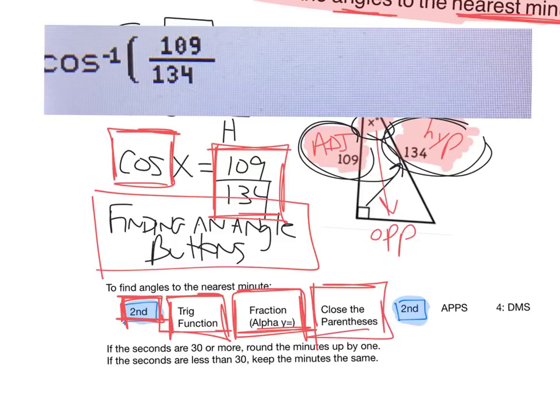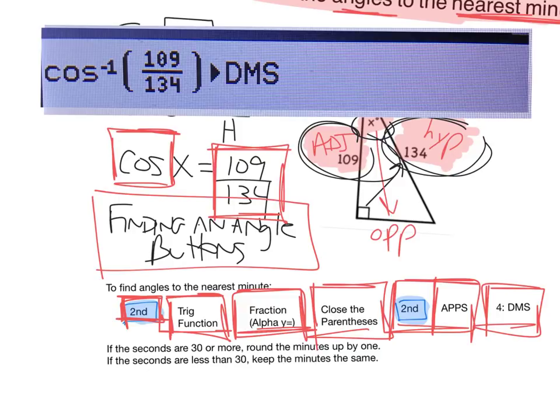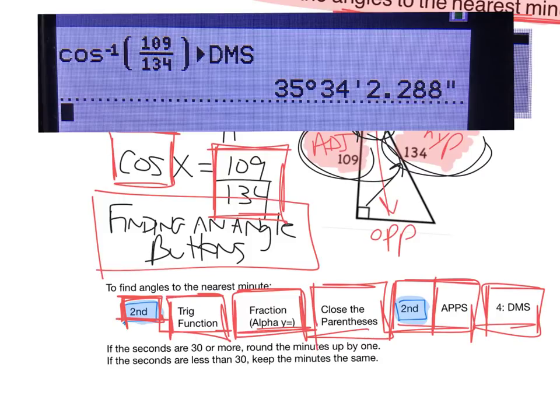Remember to close the parentheses, which is above the 9 button, but move your cursor out from underneath the denominator before you close your parentheses. Then you want to go second apps, go to your angle menu, and go to option 4 for DMS. When you press enter, you should get 35 degrees, 34 minutes, 2.288 seconds.